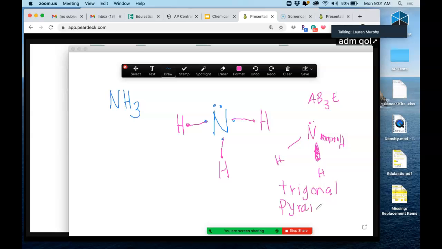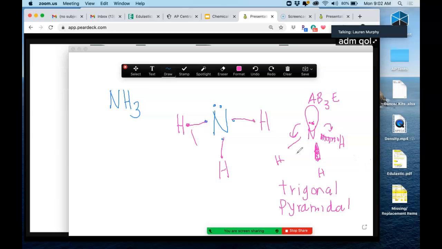Why? Well, it doesn't lay flat, trigonal pyramidal, because this lone pair of electrons pushes these bonds down, right? The VSEPR theory, valence shell electron pair repulsion. The fact that there's a lone pair of electrons right here causes these bonds to not want to lay flat and move down into a pyramid. So this is an asymmetrical shape because of that, okay?